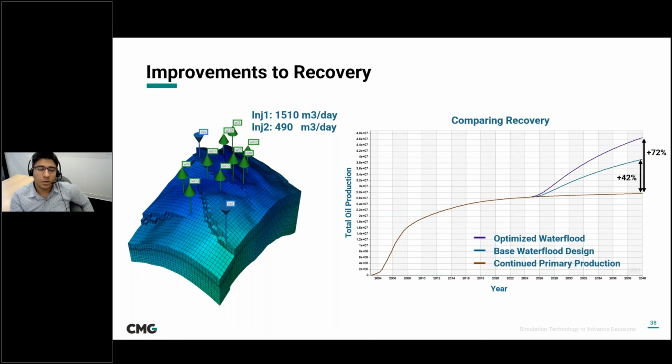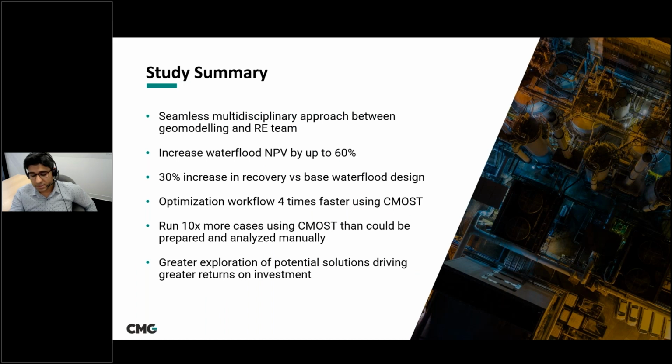Okay, let's review what we did and what we were able to achieve. Through this study, we did a seamless multidisciplinary approach between the geomodeling tool and the reservoir engineering, the dynamic modeling. And the tools that we had at our disposal helped us to increase the water flood NPV by up to 60%, and also another 30% on top of the base water flood design. Remember, the water flood design was 40%, and then the optimization helped us to increase it another 30%.